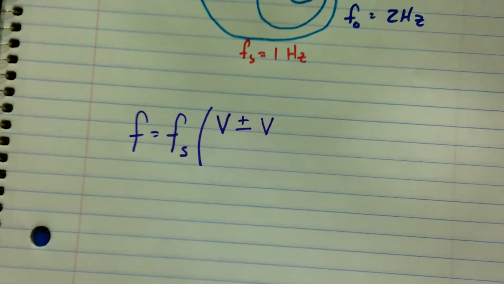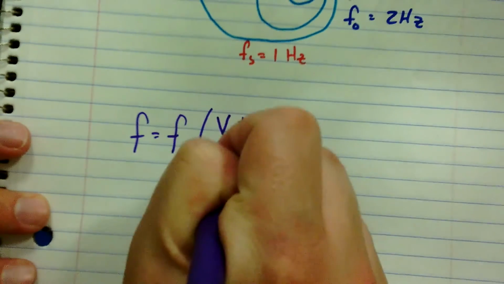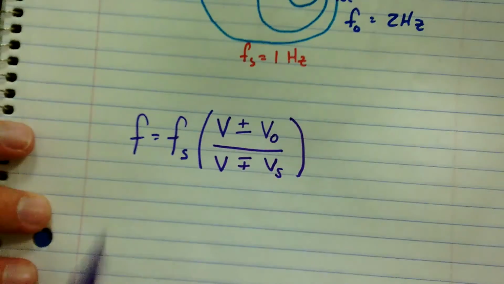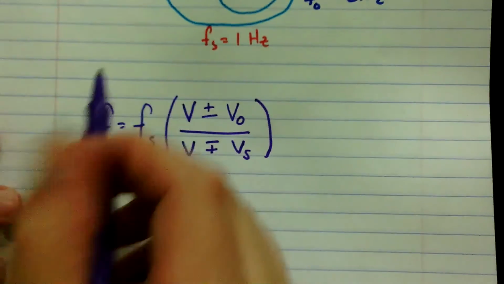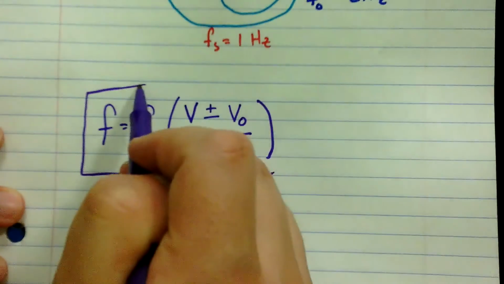Yeah, okay. V plus minus VO on the top. And then on the bottom, it's going to be V, and it's got to be minus plus VS on the bottom. So this is the equation. Just write it down, and I'm going to show you what it means here in a second.